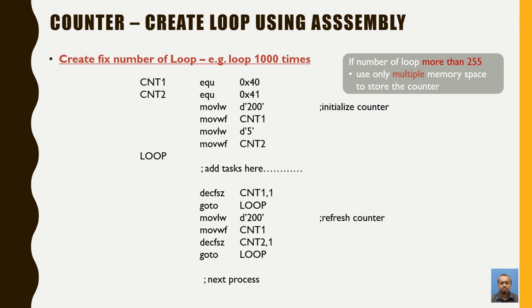Okay, this is another way to increase. You know, we have 8-bit memory. Its maximum number is 0 to 255. If you want a counter more than that, you have to use at least 2 memory locations. Why? Because for 8-bit memory, the maximum number will go only up to 255.